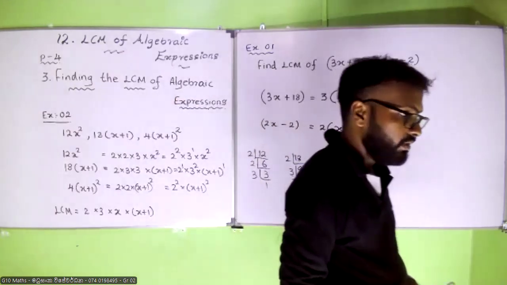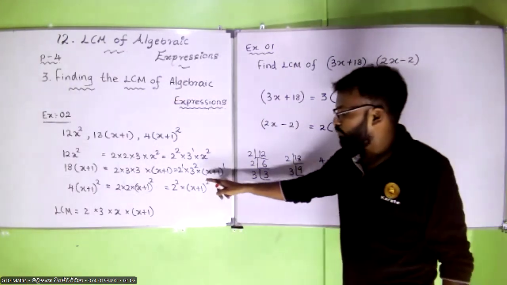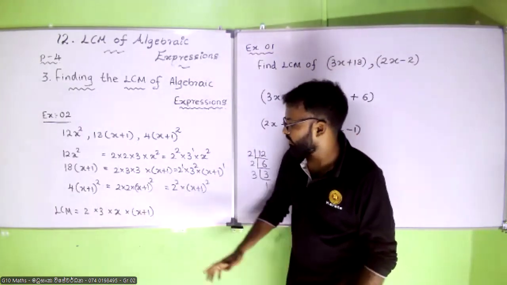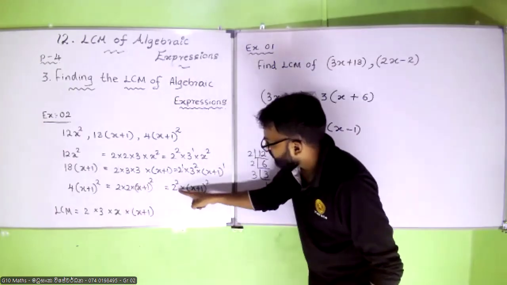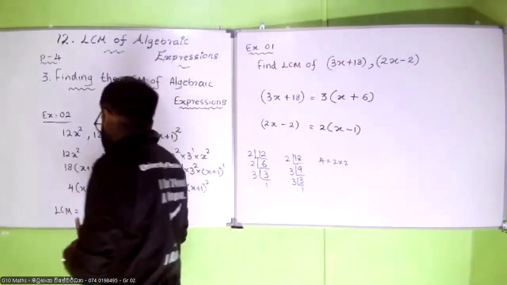Now you need to identify what are the highest factors of 2, 3, x and x plus 1. Highest factors of 2: 2 to the power 2, 2 to the power 1, 2 to the power 2. So 2 to the power 2 is the highest factor. Correct?